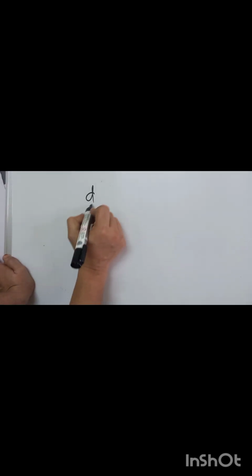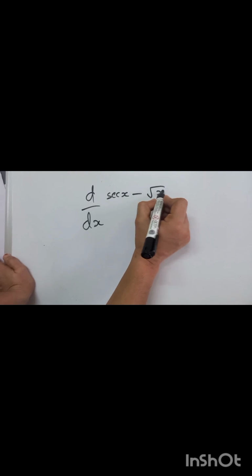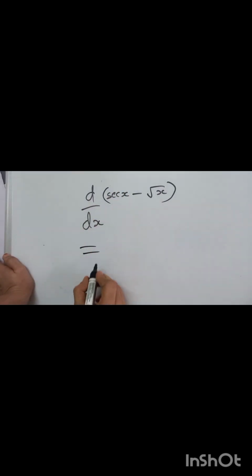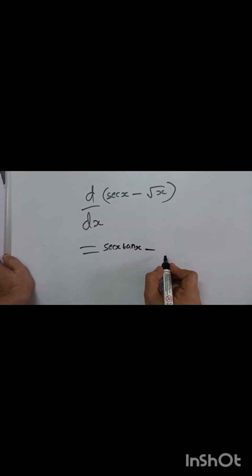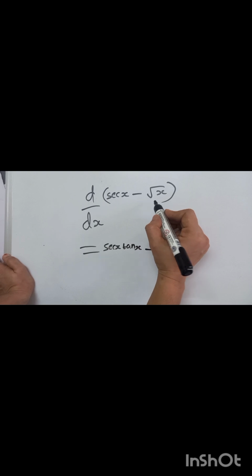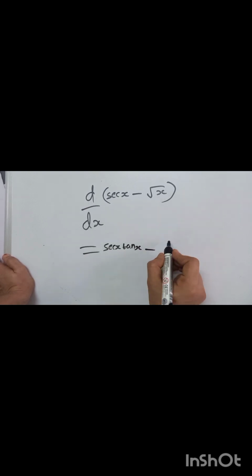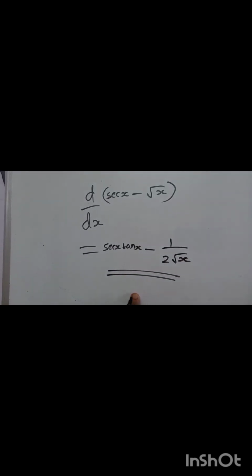Next, let the question be the derivative of sec x minus root x. What is the derivative of sec x? The derivative of sec x is sec x into tan x. You have to learn this formula by heart. And what is the derivative of square root of x? We have already studied how to find it by applying the power rule. Before that you have to rearrange square root of x as x to the power 1 by 2, and after applying the power rule you will get the answer as 1 by 2 root x. So the answer is sec x into tan x minus 1 by 2 root x.